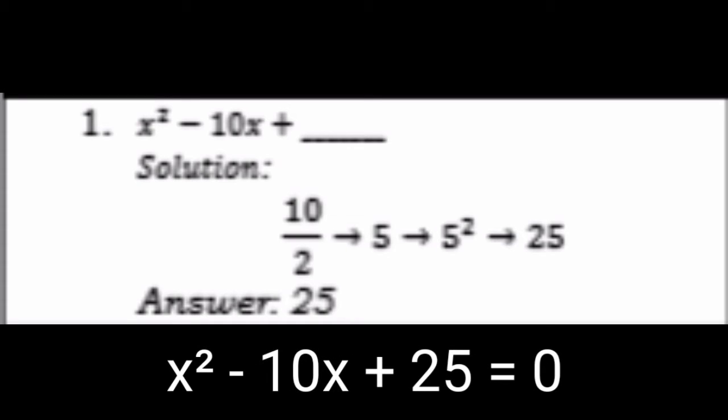Number 1. x squared minus 10x plus blank. Solution. Get the numerical coefficient of x, which is 10, and divide it by 2. This results to 5. Then square 5, which is equivalent to 25. The answer is 25. Therefore, the perfect square trinomial on problem number 1 is x squared minus 10x plus 25 is equal to 0.